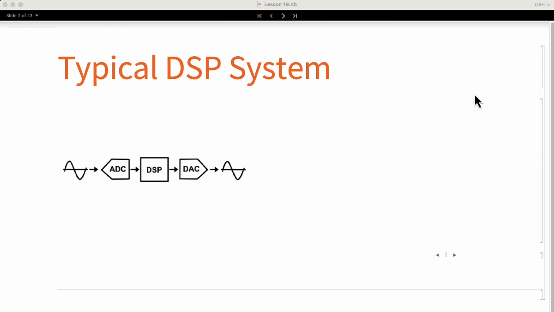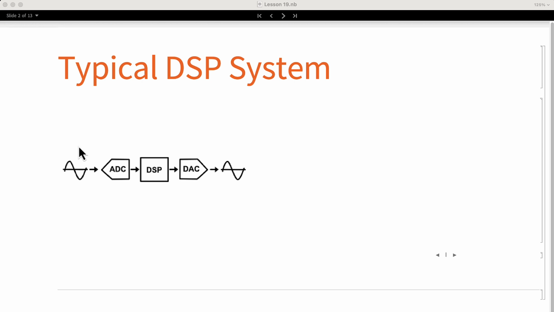This method of performing computations with signals using computers is called digital signal processing. A common digital signal processing system, which is called DSP for short, consists of the main following components. We have an analog or continuous signal coming from a sensor, for example. In the case of audio, the sensor can be a microphone.